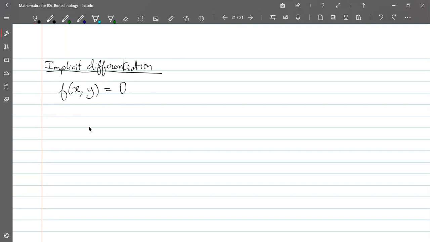So for example, if you had x squared plus y squared equal to 1, you can write that as x squared plus y squared minus 1 equal to 0. So this f of x, y would be that entire thing, x squared plus y squared minus 1. So this is an implicit function.